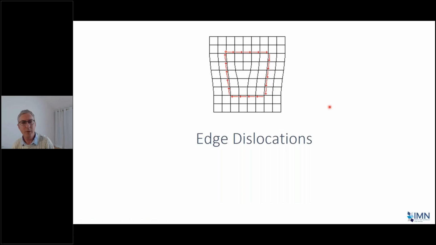Now, I hope that was not too fast. So this is an example. This is called an edge dislocation. It's to do with the orientation of the dislocation, but there's that little extra bonus plane that we saw before coming into the crystal that's stopping.